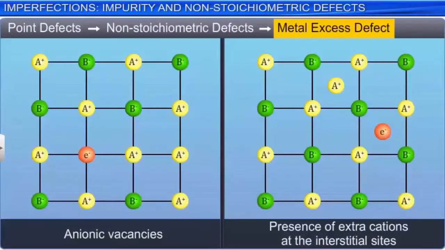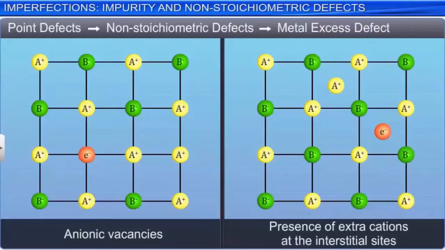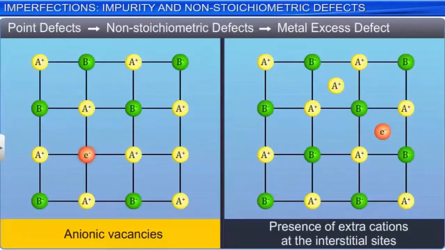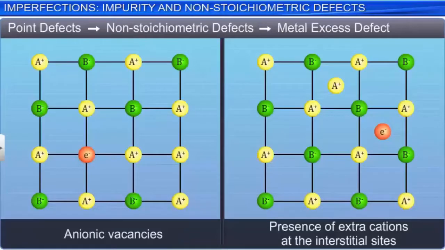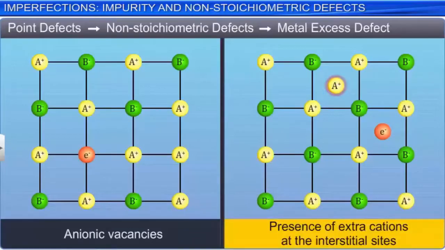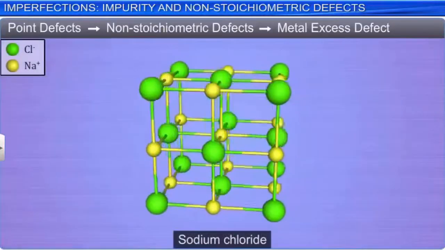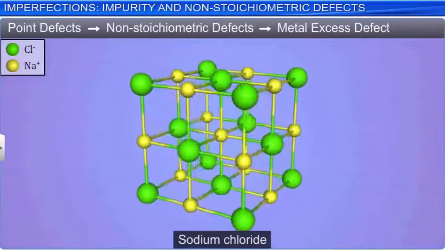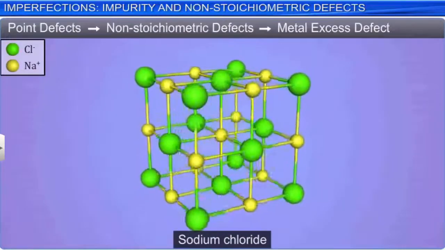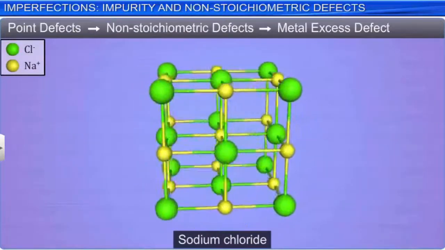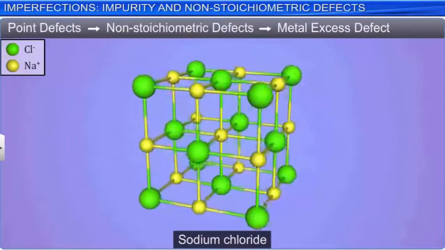A metal excess defect may arise in crystals due to anionic vacancies or the presence of extra cations at the interstitial sites. Metal excess defects that occur due to anionic vacancies can be illustrated by taking sodium chloride as an example.